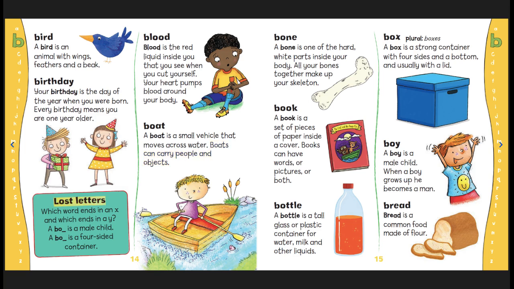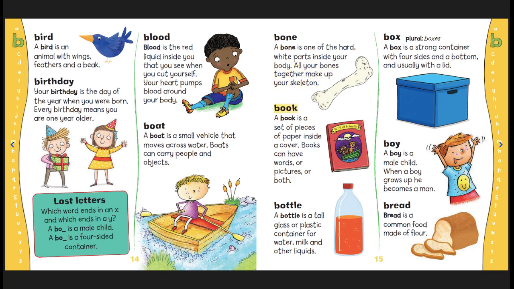Lost letters. Which word ends in an X and which ends in a Y? A B-O is a male child. A B-O is a four-sided container. Bone. A bone is one of the hard white parts inside your body. All your bones together make up your skeleton.